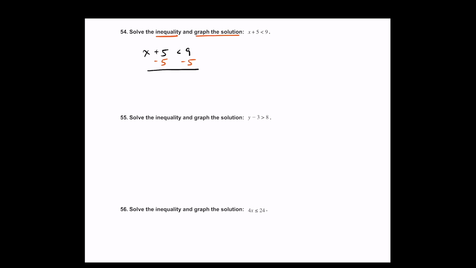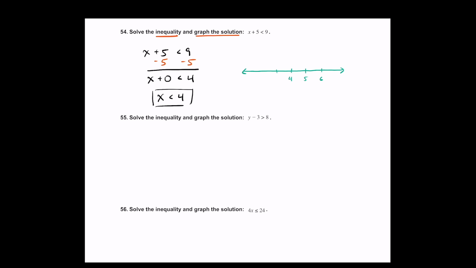divide the same number. So 5 minus 5 is going to be 0. 9 minus 5 is 4. The identity property says we don't need to write plus 0, so x is less than 4. Okay, so that would be our solution. However, what would this look like on a graph? You would go ahead and put your answer. You can put it right in the middle, that's fine.